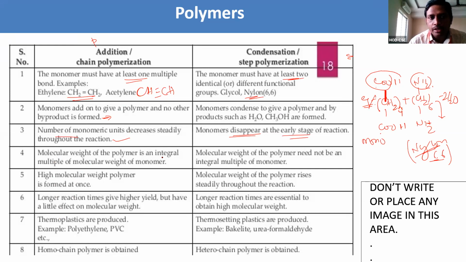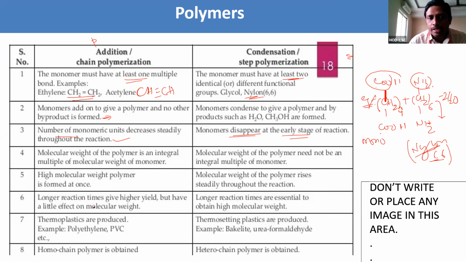Molecular weight of the polymer is an integral multiple of the monomer. How many monomers combine, that much is the weight. In addition polymerization, high molecular weight polymer is formed at once, whereas here the molecular weight of the polymer rises steadily throughout the reaction. It increases slowly throughout the reaction.